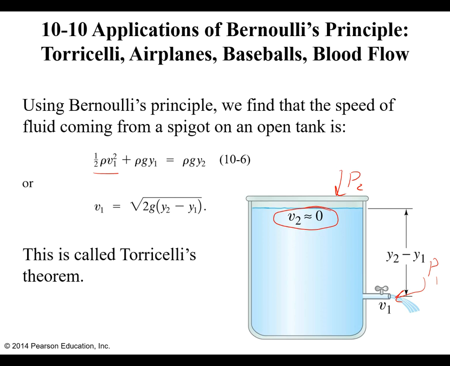So you have your kinetic energy at the bottom plus the potential energy at the bottom has to equal the potential energy at the top. And when you solve for your velocity, you get this equation, which we call Torricelli's theorem.